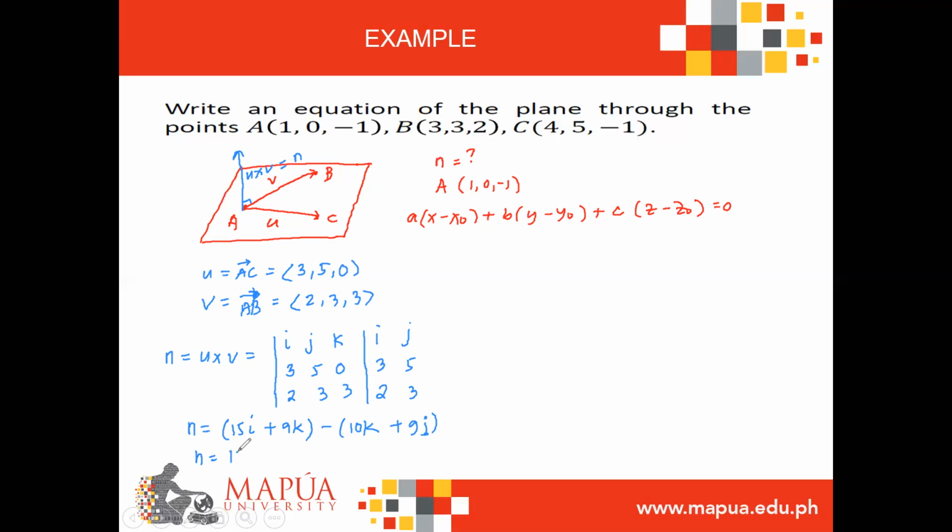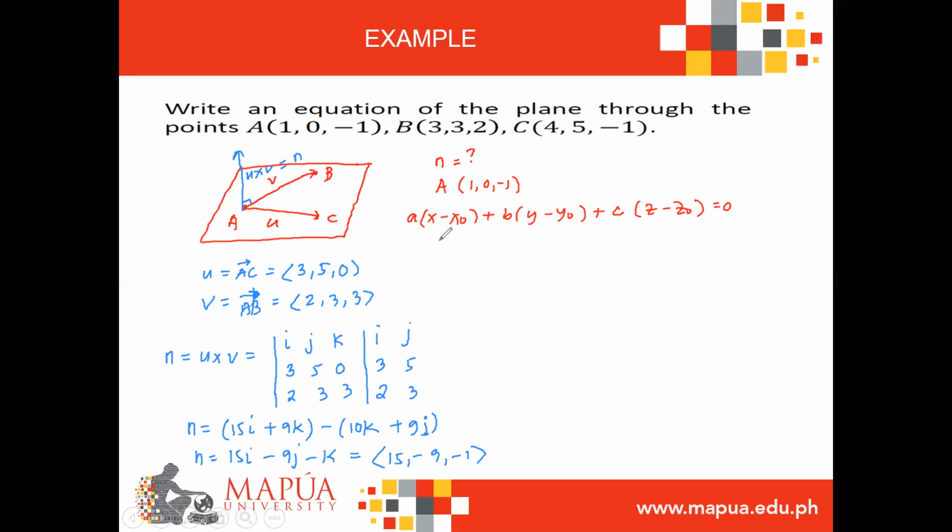So therefore, this is now 15i minus 9j. 9k minus 10k will be negative k. So therefore, the components of your normal vector in bracket form, we have it as 15, negative 9, negative 1. So we have already found the normal vector n. So this will be our components A, B, C.